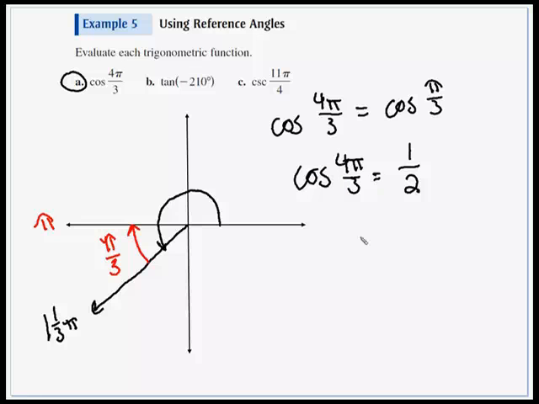Is that positive or negative, though? We are down here in quadrant number 3. X's are negative, Y's are negative, sine and cosine are both negative. In the third quadrant, tangent is positive. So we know that this is a negative value. Our reference angle told us the 1/2. Our placement in the 4 quadrants told us that that was negative.